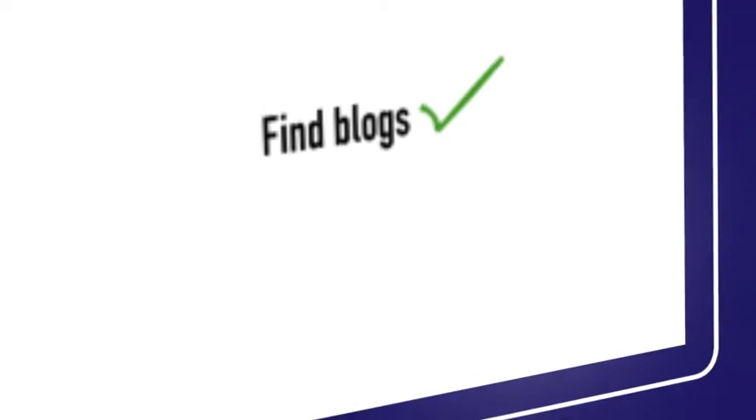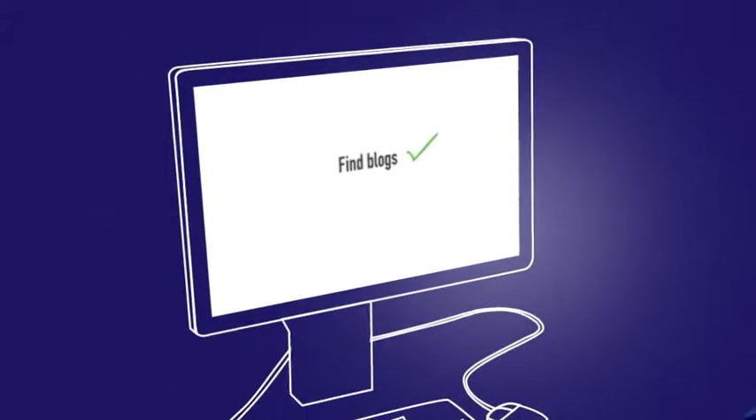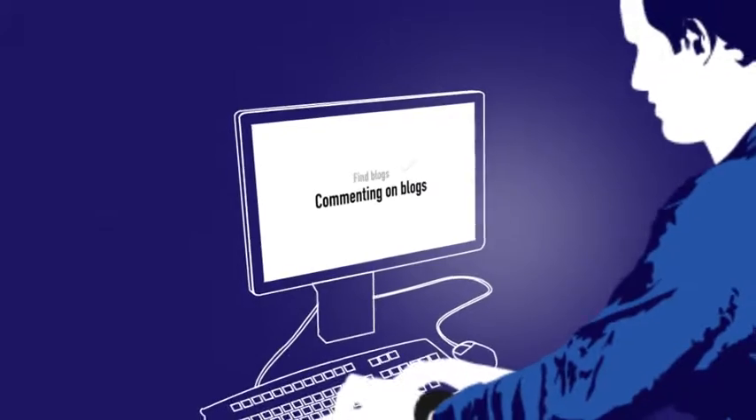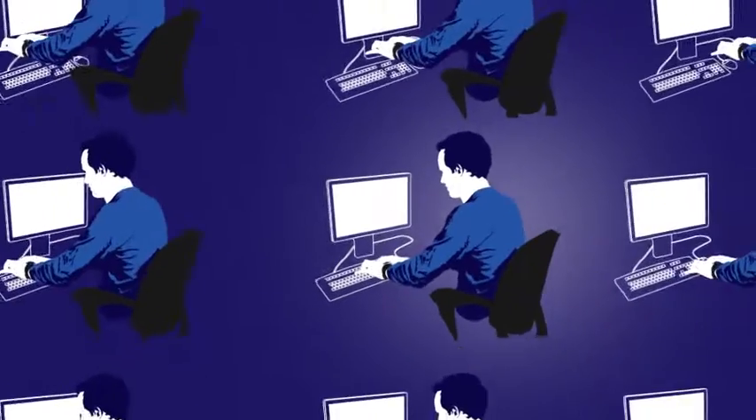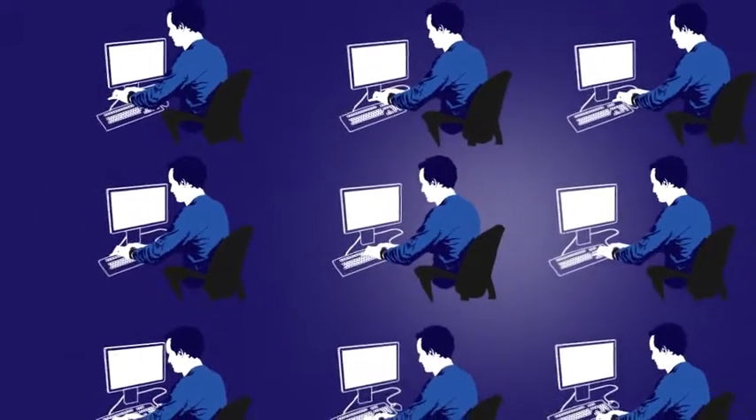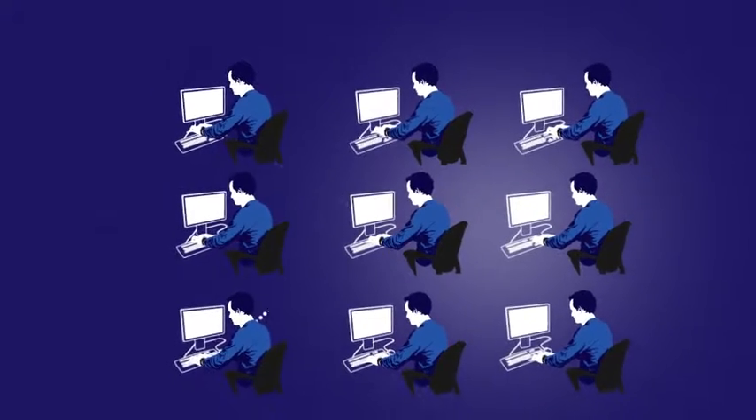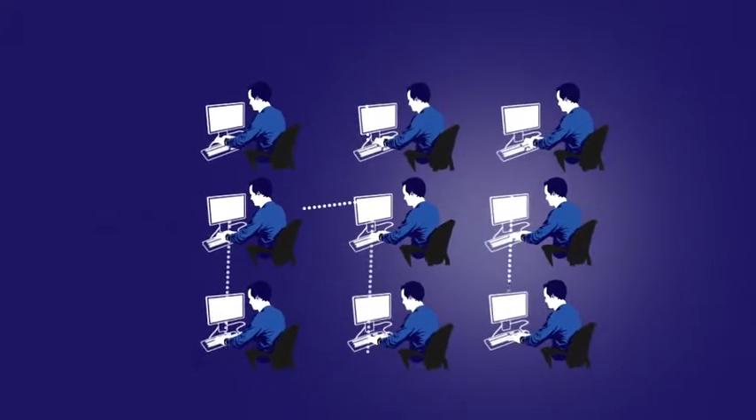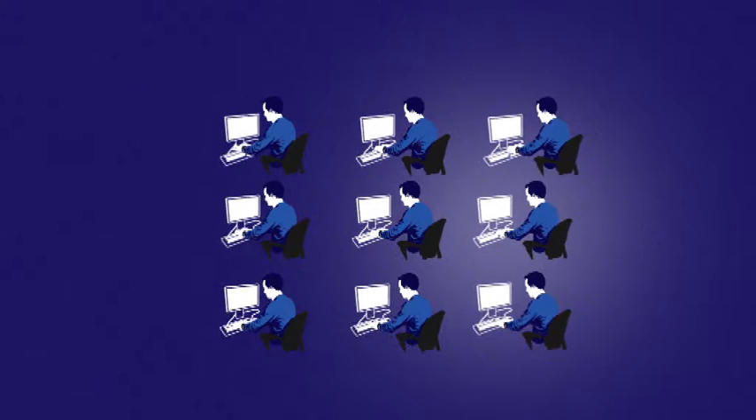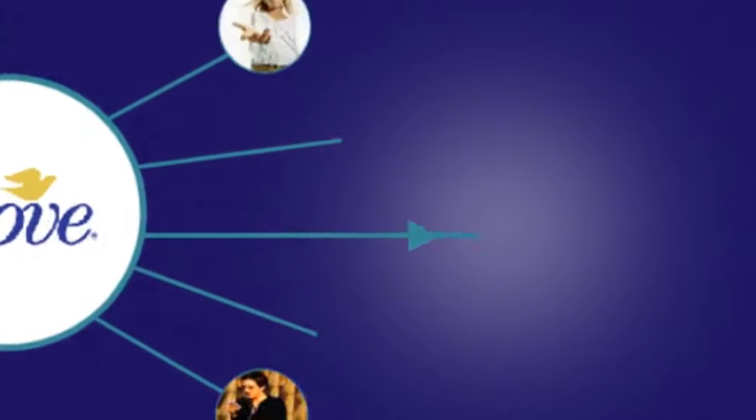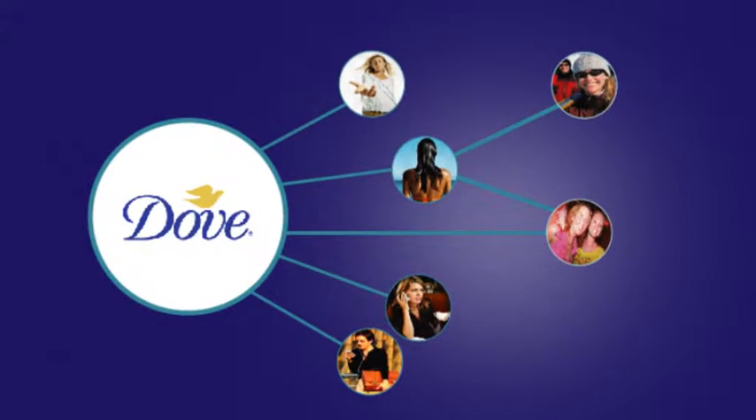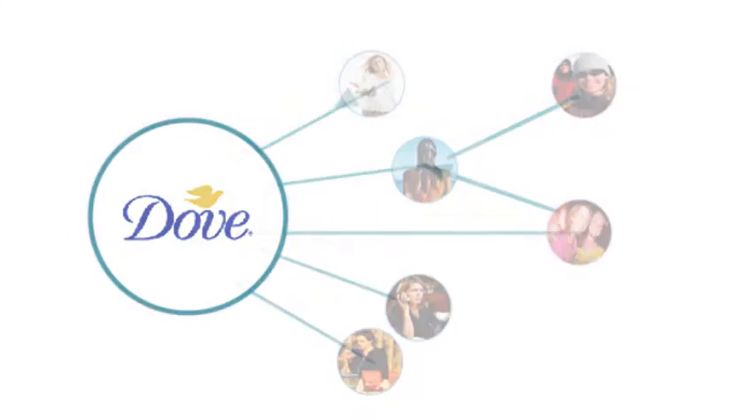Now you know how to find blogs. Next, let's look at commenting on blogs. Commenting is what makes a blog a multi-way communications channel, allowing you to interact with the blog's author and also respond to other people's comments. This is hugely powerful for advertisers, allowing them to talk and listen to both their loyal customers and their detractors, and to facilitate genuine dialogue with them.